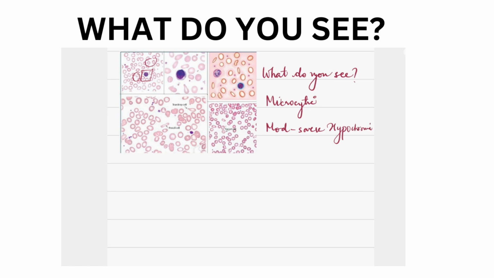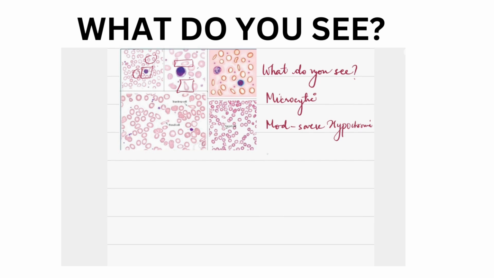Okay. Now what is the second picture? I can see one pencil cell and one teardrop cell. So definitely there is variation in size and shape. So I will say anisopoikilocytosis is there. Okay. Aniso means variation in size and poikilo means variation in shape.